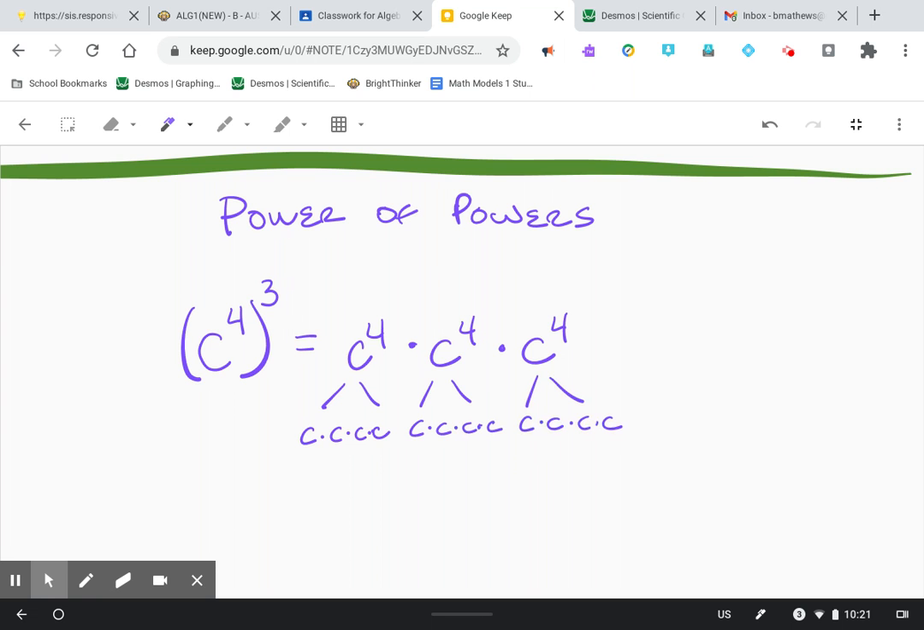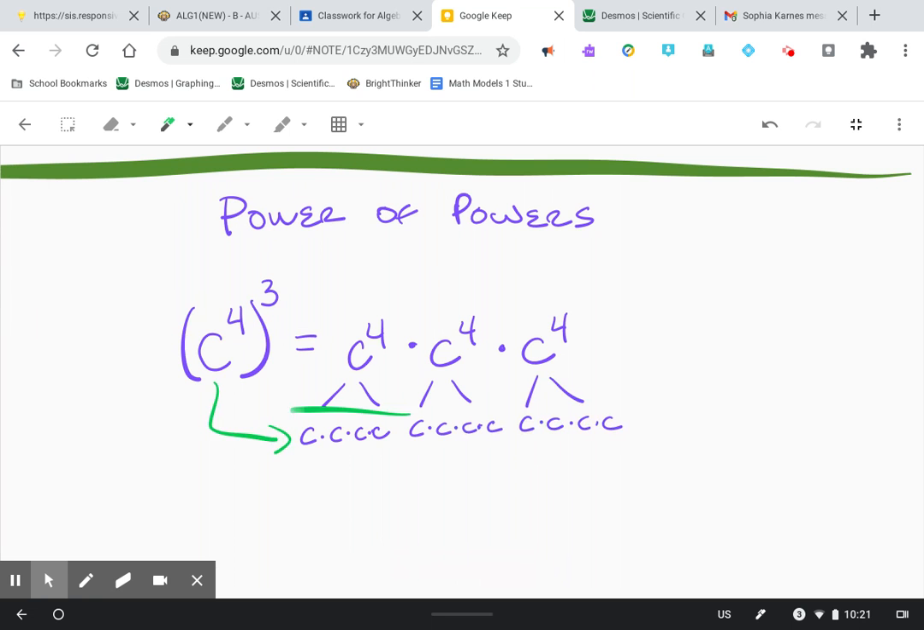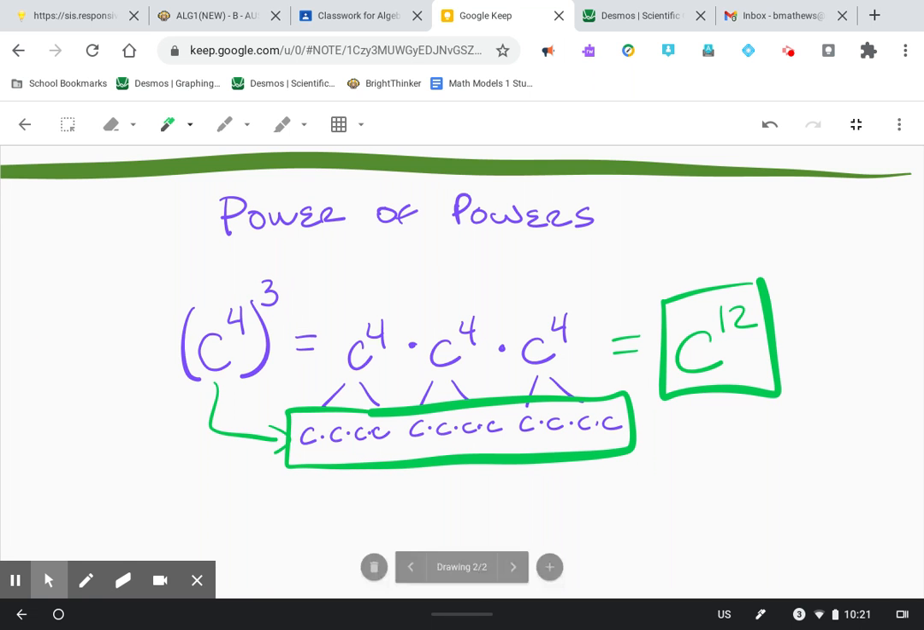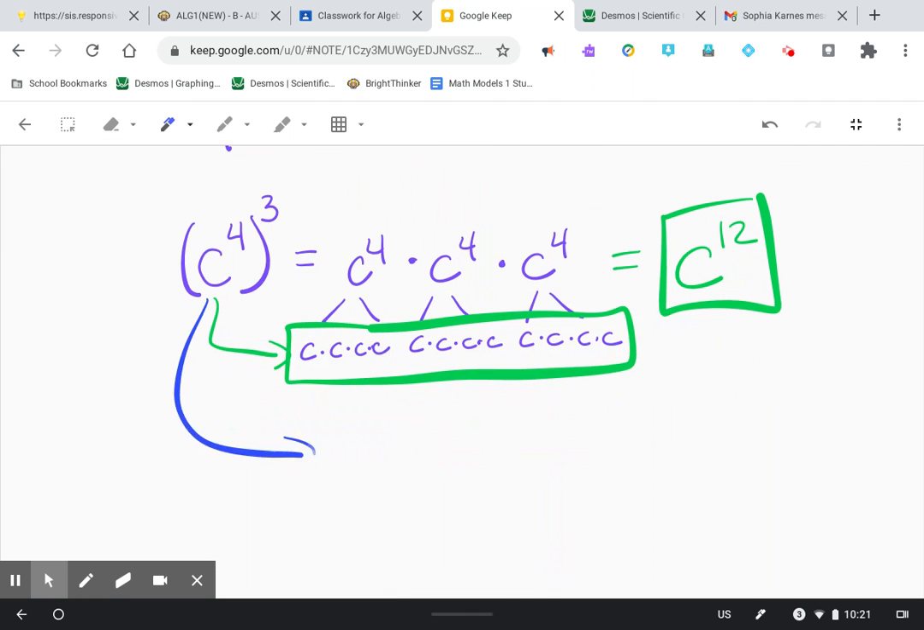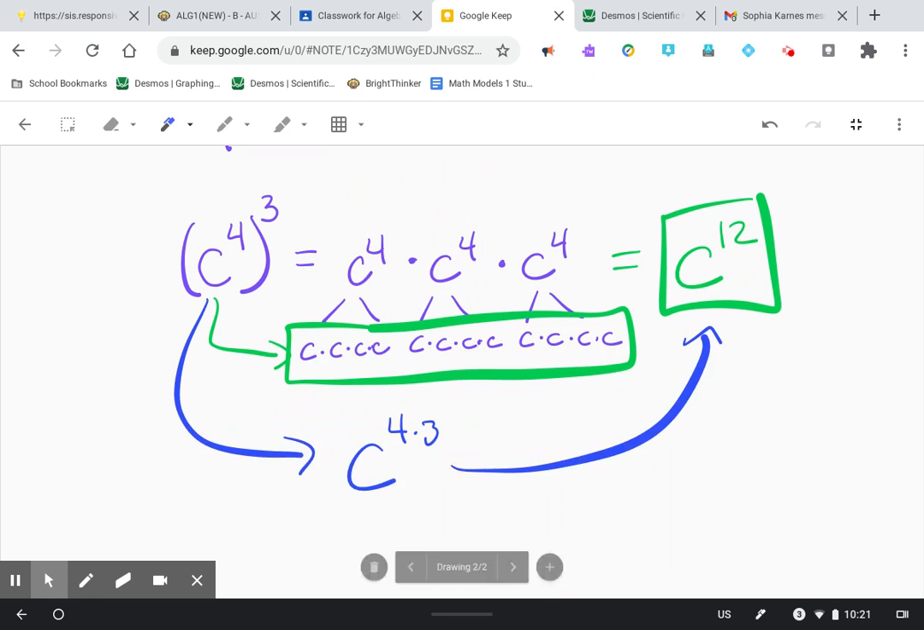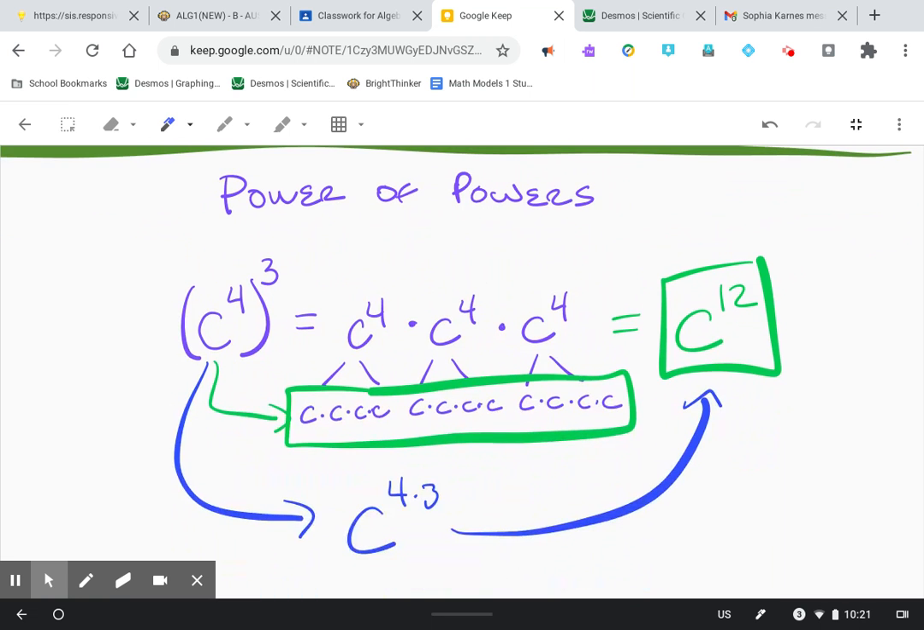But we already learned a rule for how to do this right here. We know we're going to add 4, 4, and 4. But just so you can see visually, what this actually means is that I've got 12 c's. So we know that this means it's c to the 12th power. And the rule is that when we have a power of powers, we multiply those two, and that gives us c to the 12th. So when you have a power of powers, you multiply the exponents.